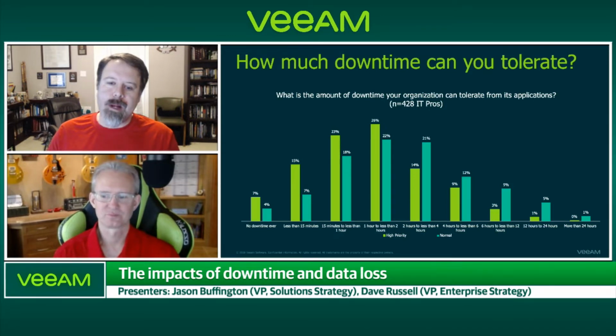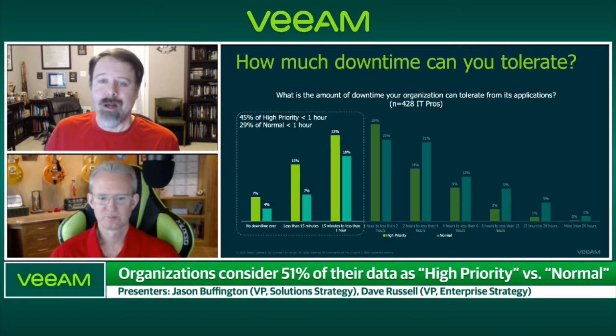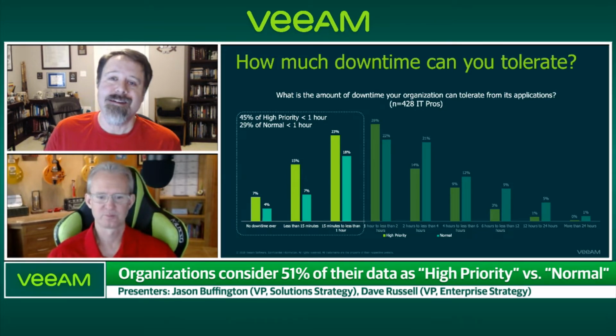But I also want to point out the shape of the data. There's just not that much difference in the tolerance of downtime between normal and high priority. And in fact, if you focus in on that 1 hour block, you'll see that 45% of high priority data has a downtime tolerance of an hour or less. Nearly 30% of normal has that same hour or less of downtime. We expect, I think I used this in an earlier analogy, you turn the valve, you expect water to come out. You plug in the wire, you expect electricity to be there. You bring up your UI, you expect your data to be there.